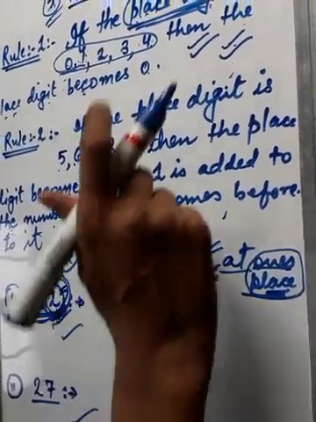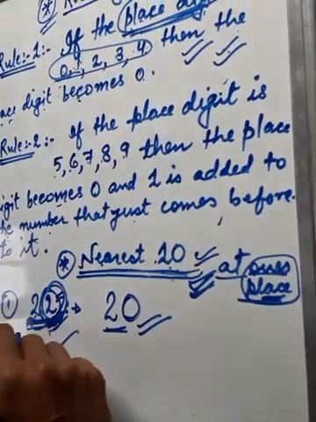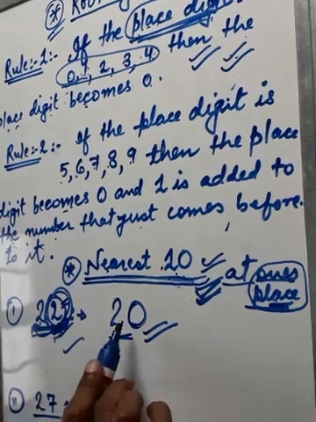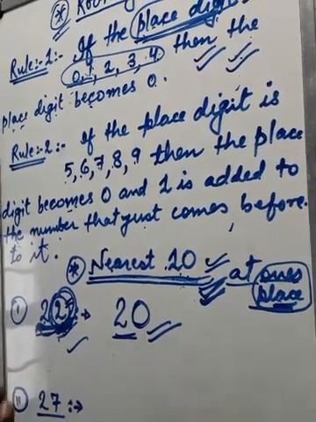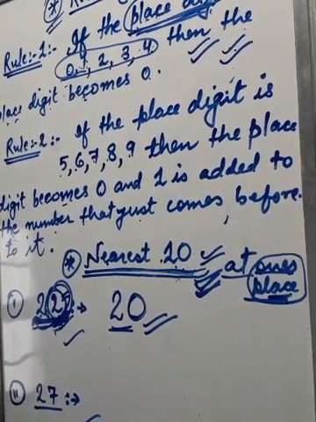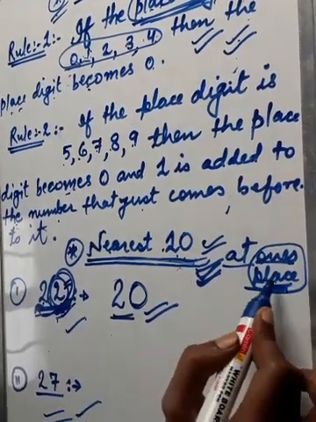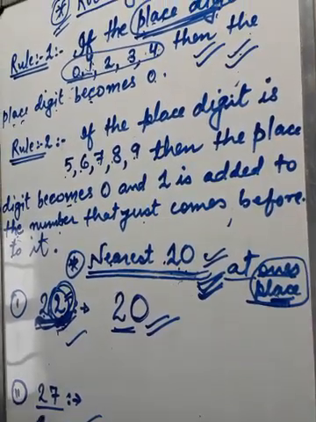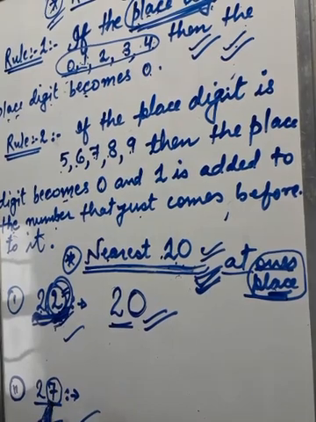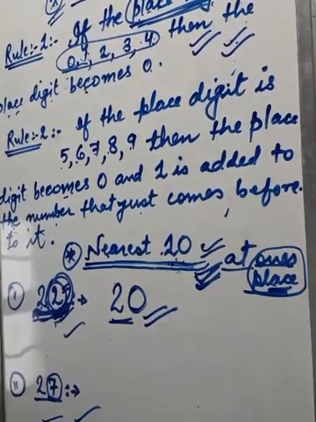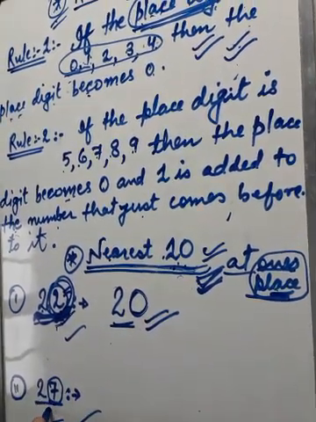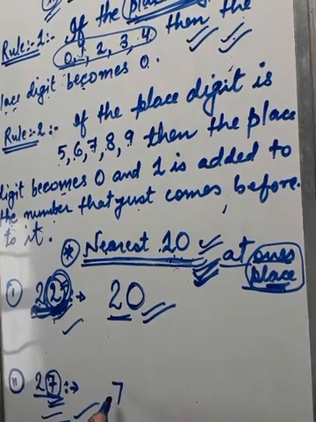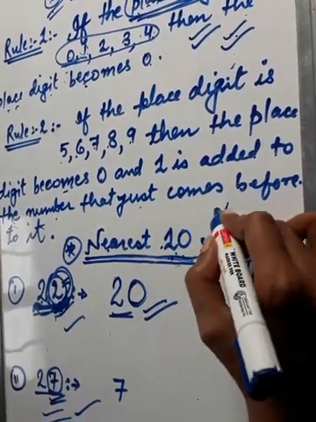So 20 is the nearest 10 of 22. What is the nearest 10 of 22? 20 is the nearest 10 of 22. So we will follow 27 now. For nearest tens, we have to see the ones place digit. What is our ones place digit? It is 7. So 7 is following rule 2.